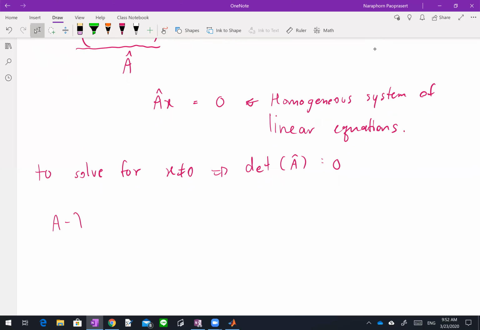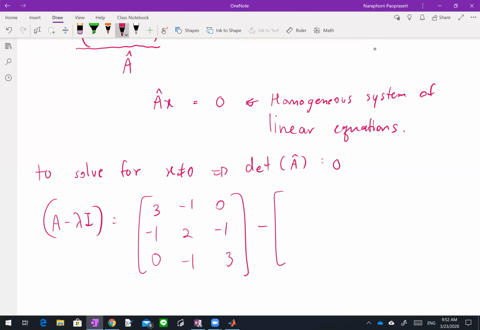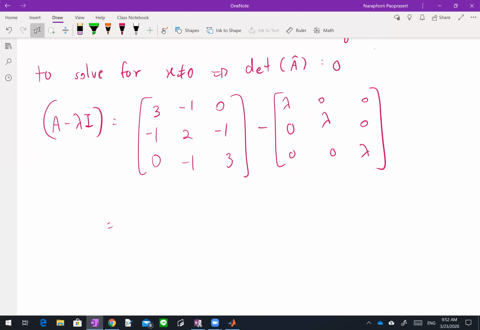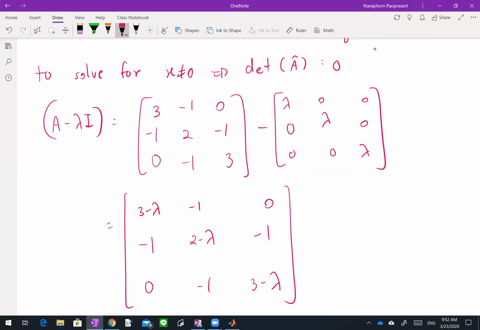So A minus lambda I. This is actually the matrix with rows 3, minus 1, 0; minus 1, 2, minus 1; 0, minus 1, 3, minus lambda times I. Lambda times I is just lambda, 0, 0; 0, lambda, 0; 0, 0, lambda. You just subtract the first matrix with the second matrix, and you get 3 minus lambda, minus 1, 0; minus 1, 2 minus lambda, minus 1; 0, minus 1, 3 minus lambda.